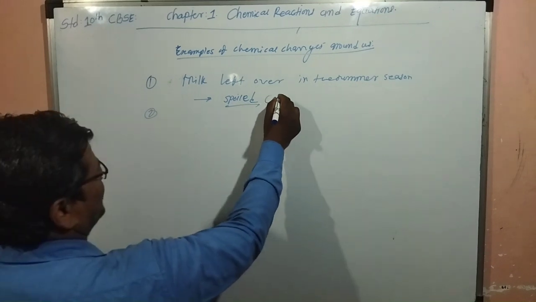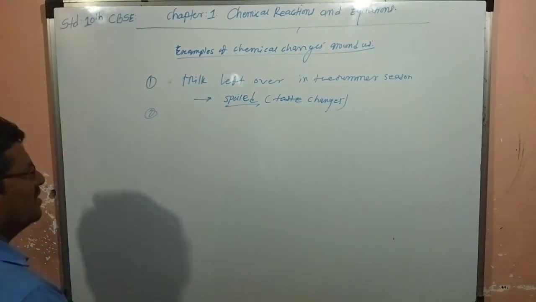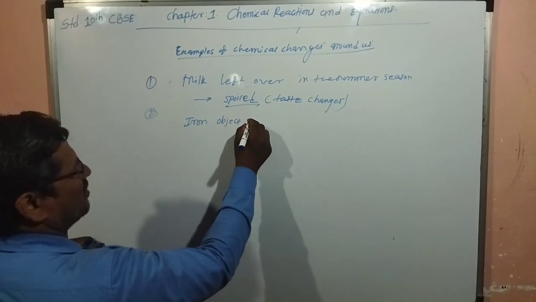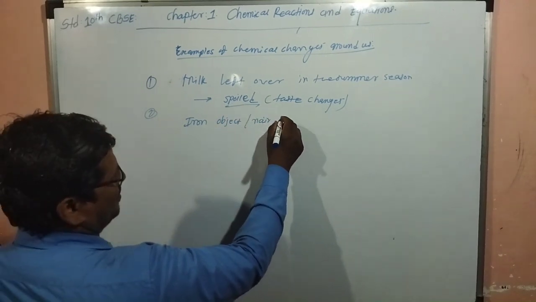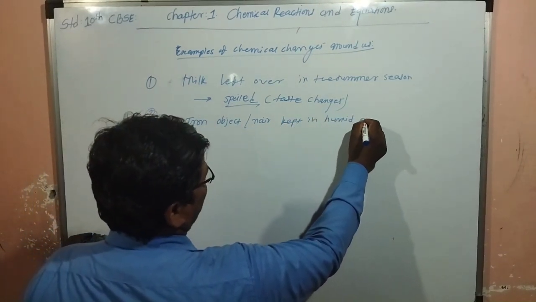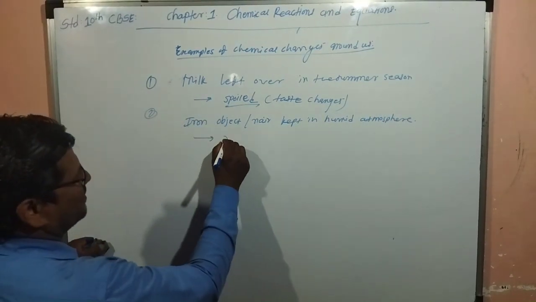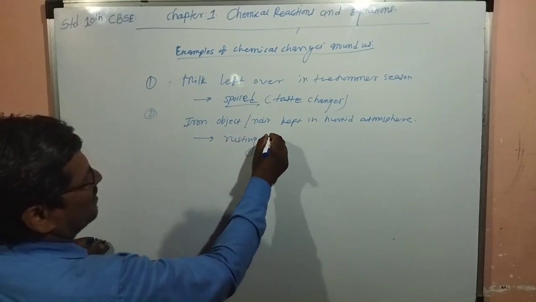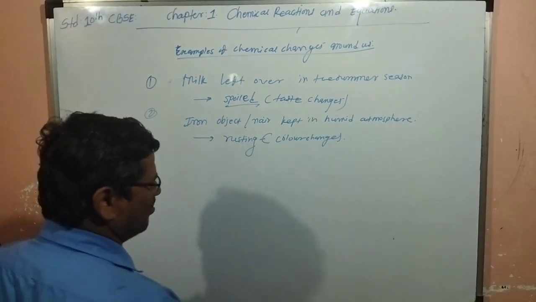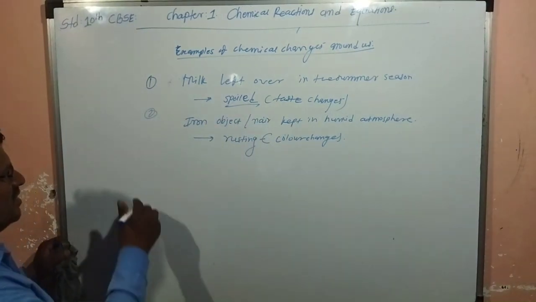Second, that means taste changes. Second thing is there, iron object or iron nail kept in a humid atmosphere. So what change will take place there? Its rusting will take place. Rusting means color changes, and the color becomes brownish. It gets brown color. Color change takes place.